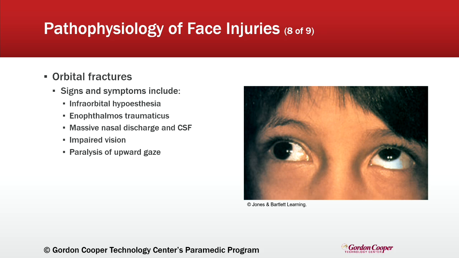The treatment for isolated orbital fracture is mainly supportive. If the eye has been ruptured, you should place a rigid eye shield over the injured eye and bandage both eyes.